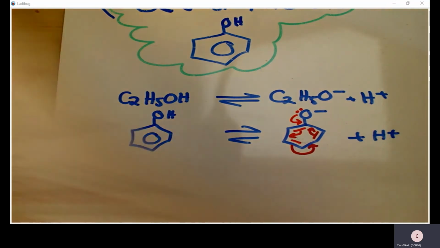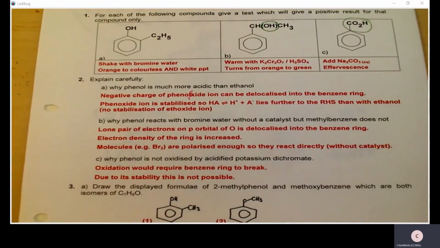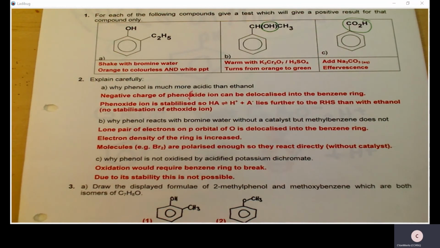So in terms of words on paper, we could say that the negative charge of the phenoxide ion can be delocalized into the benzene ring. The phenoxide ion is stabilized, and so the equilibrium position lies further to the right than it would do with ethanol, where there's no stabilization of the ethoxide ion.